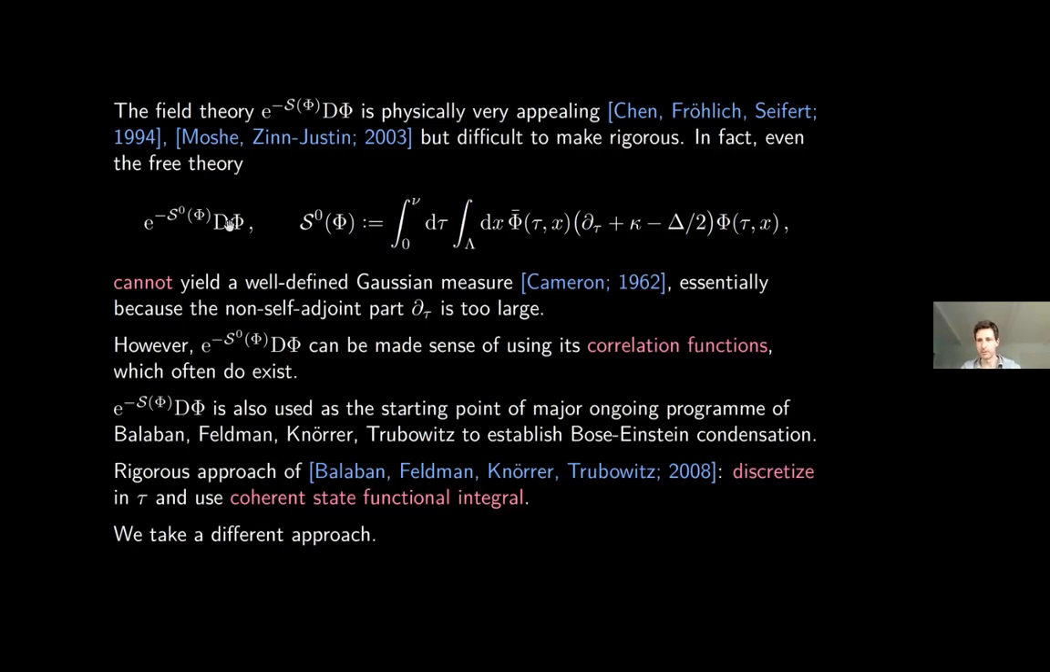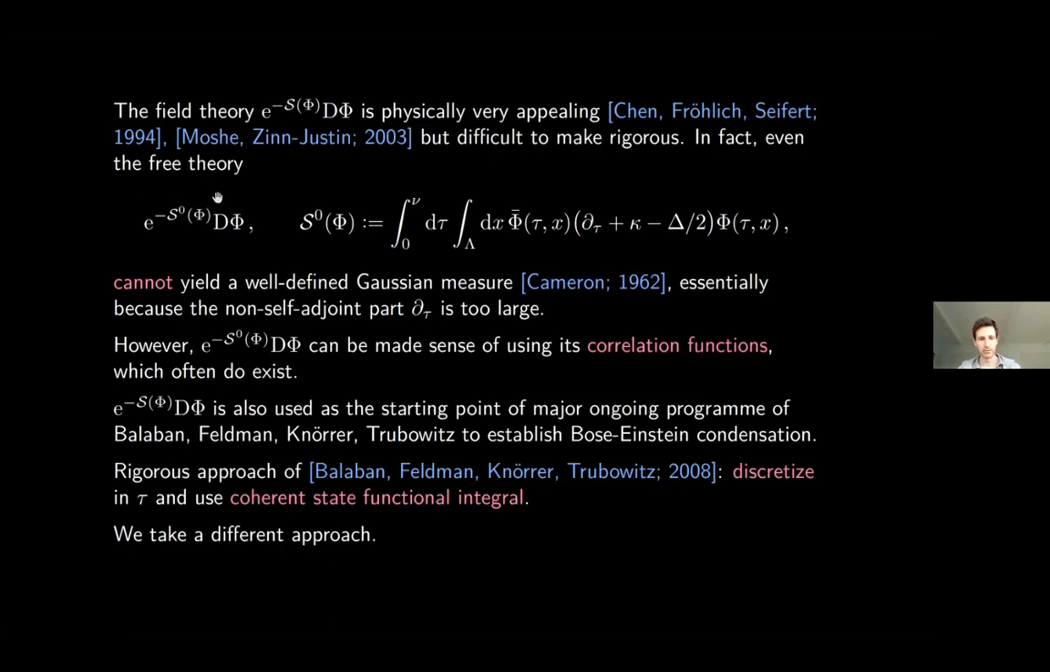What you can do, however, is be a bit more modest. You can say, well, we don't really need a measure. We just need a linear functional that acts on a sufficiently large set of functions so that we can define correlation functions. And this one can do that. So this is an object. It's not a measure in the limit, but it does have well-defined correlation functions.